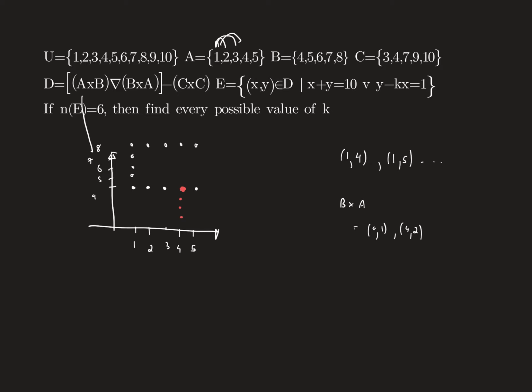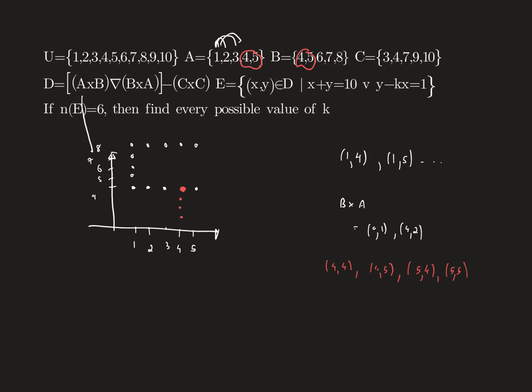So this is (4, 4). There will be some intersection area between A times B and B times A, which in this case, you can see here, there are two numbers which are in B as well as in A, so it is 4 and 5. So the ordered pairs that can be found in both are (4, 4), (4, 5), (5, 4), and (5, 5).